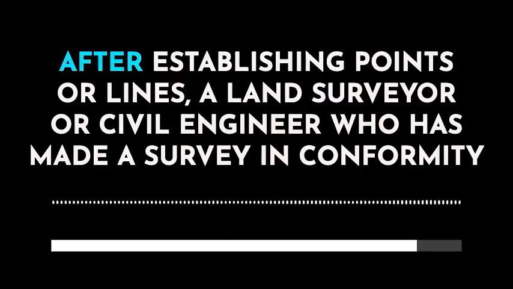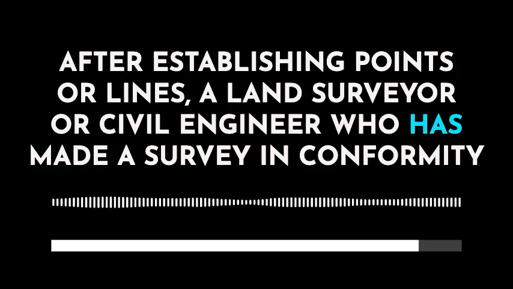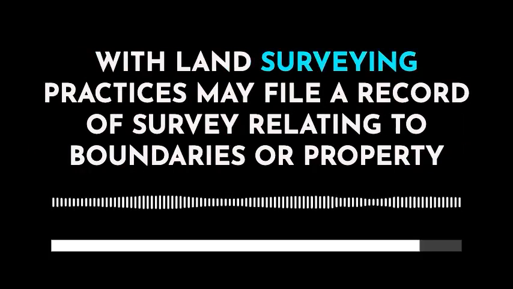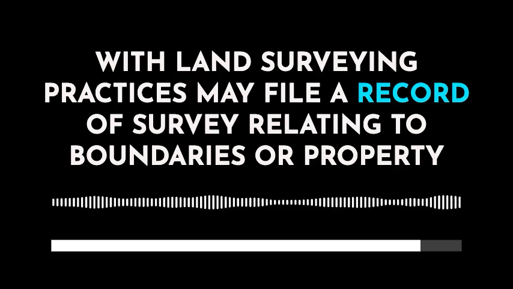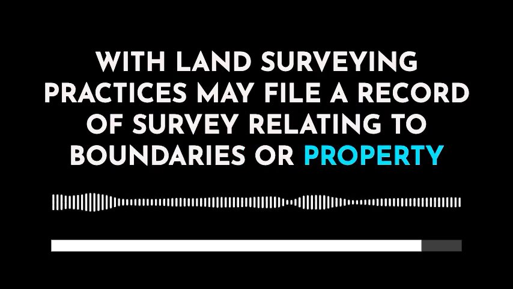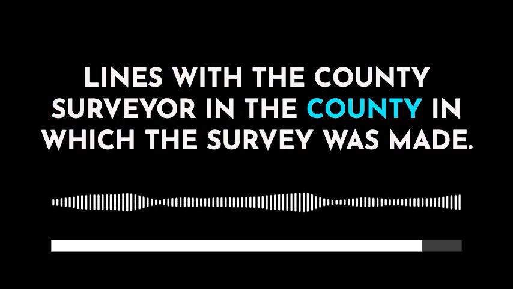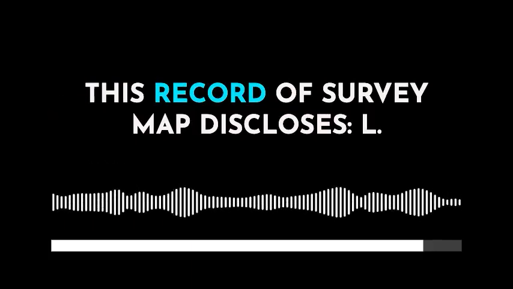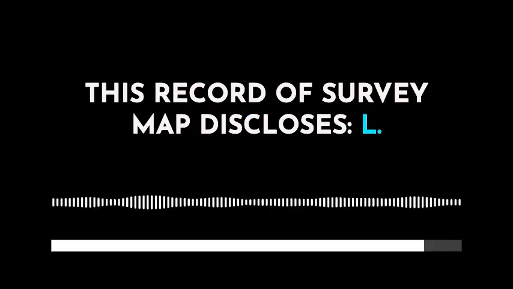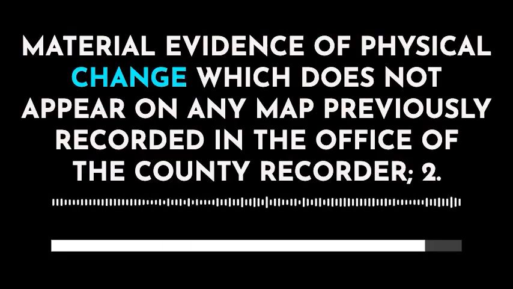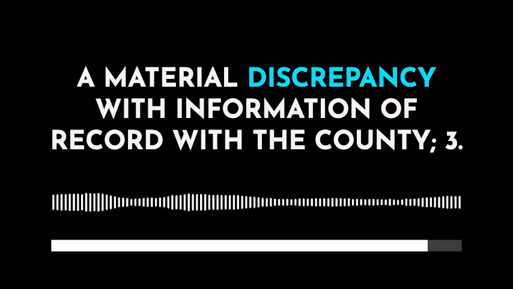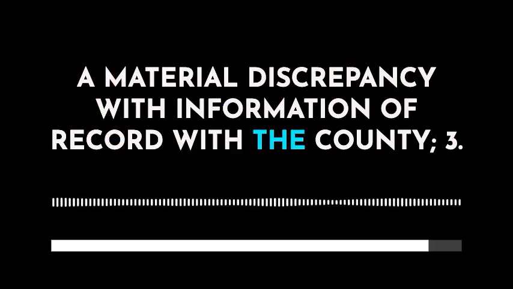Record of survey. After establishing points or lines, a land surveyor or civil engineer who has made a survey in conformity with land surveying practices may file a record of survey relating to boundaries or property lines with the county surveyor in the county in which the survey was made. This record of survey map discloses 1. Material evidence of physical change which does not appear on any map previously recorded in the office of the county recorder. 2. A material discrepancy with information of record with the county.